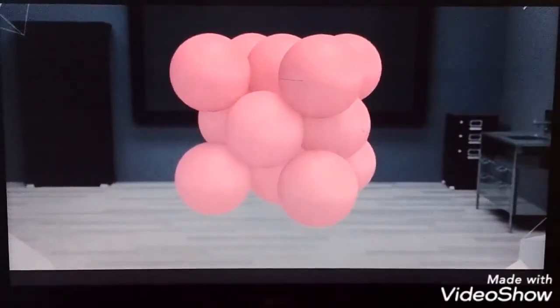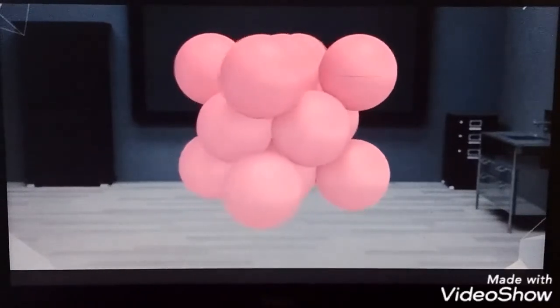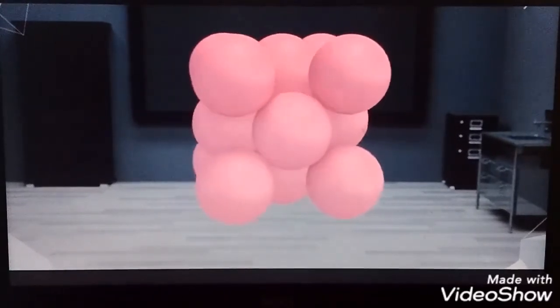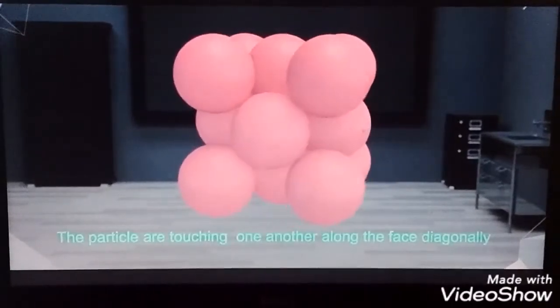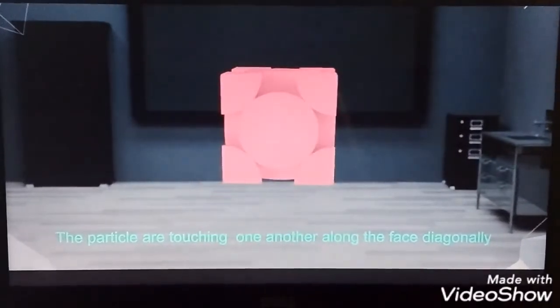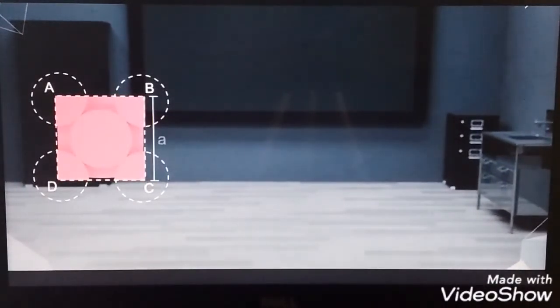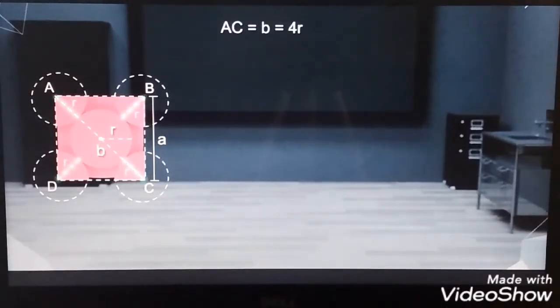Face-centered cubic unit cell. Let us calculate the efficiency of packing in CCP structure. Cubic close packing is the same as face-centered cubic packing. In this type of arrangement, the particles are touching one another along the face diagonal. Let the edge length of the unit cell be A, the radius of the sphere be R, and the face diagonal be B. AC is equal to B, which is equal to 4R.